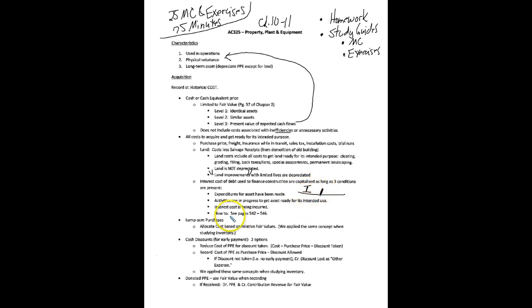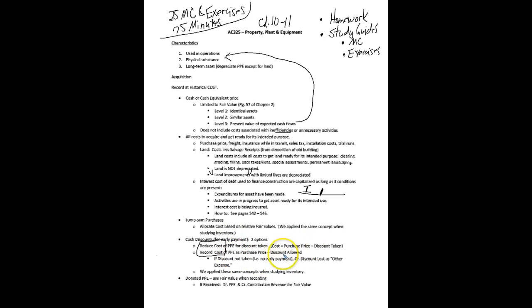Lump sum purchases, we actually saw this back when we were studying inventory. If we buy several assets and write one check, how do I assign the cost to asset A, asset B, asset C? Cash discounts, it really doesn't matter. Either way, cash discounts are going to reduce cost, right? That's what a discount is. It reduces our purchase price. How we account for that depends, but either way, it's going to reduce our property, plant, and equipment.